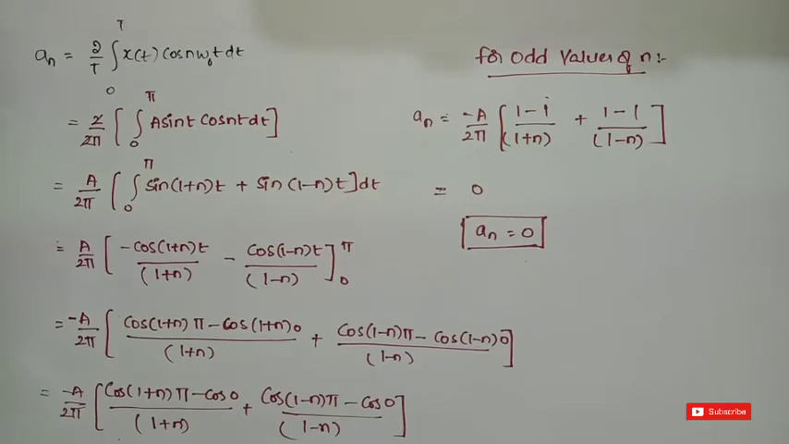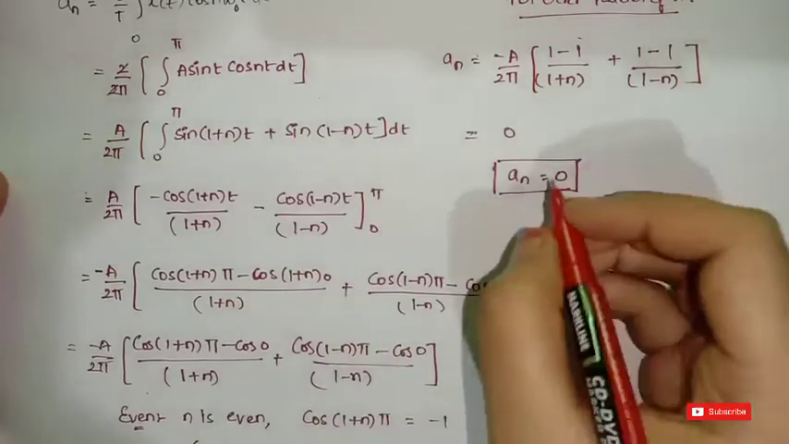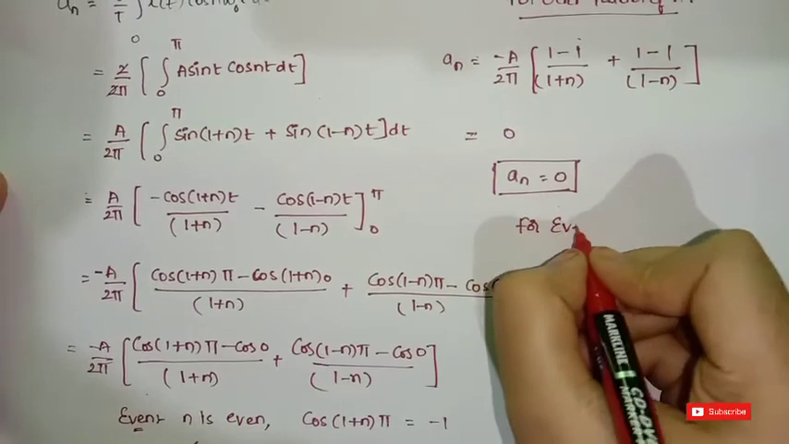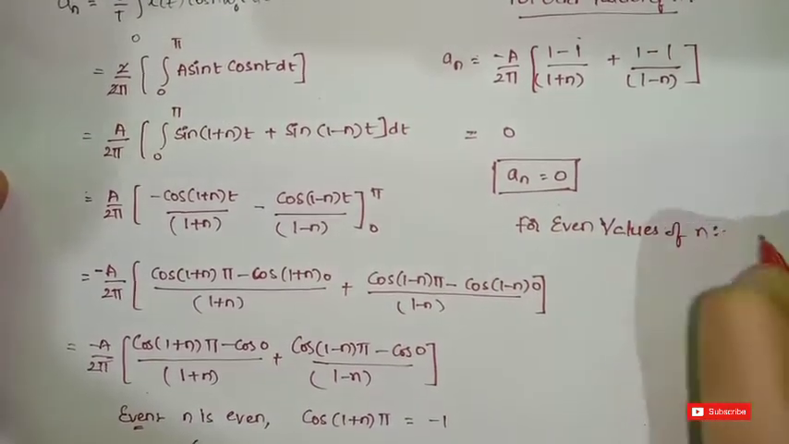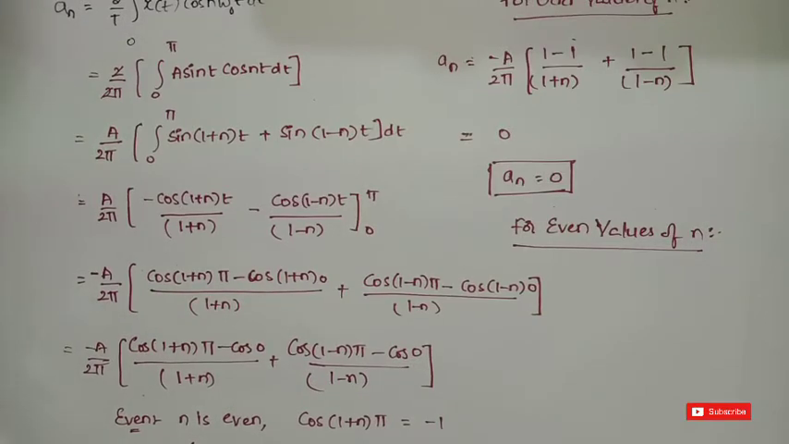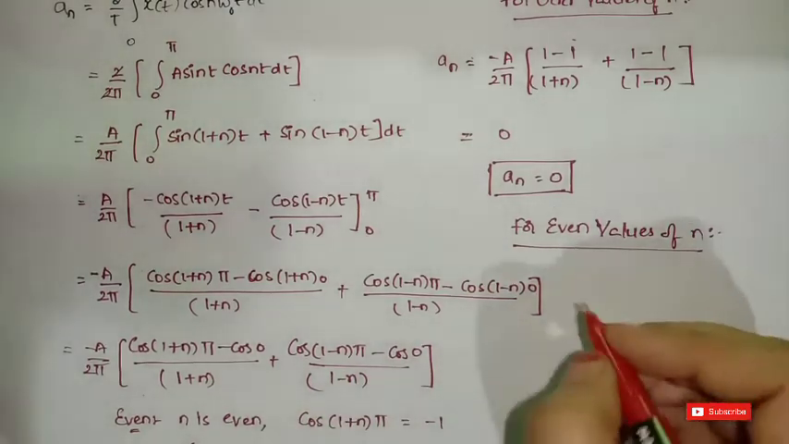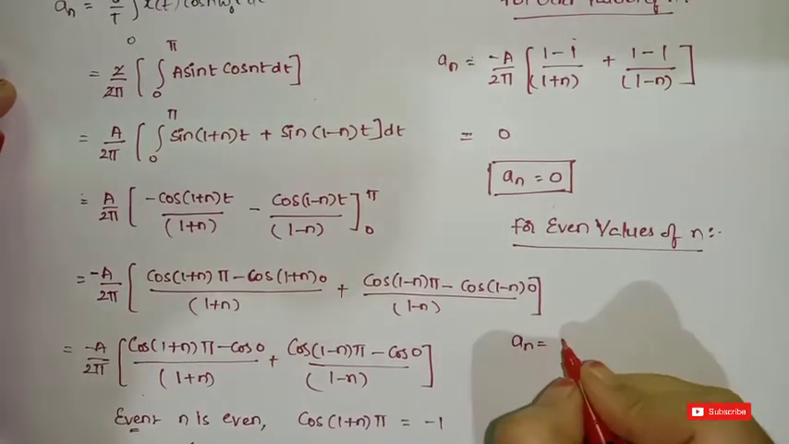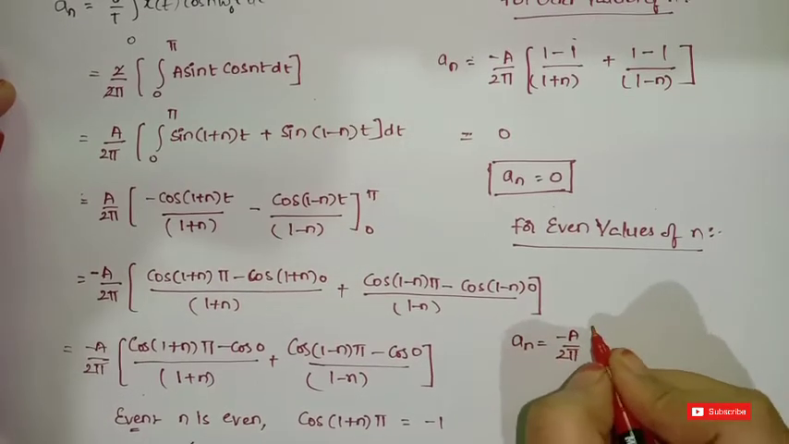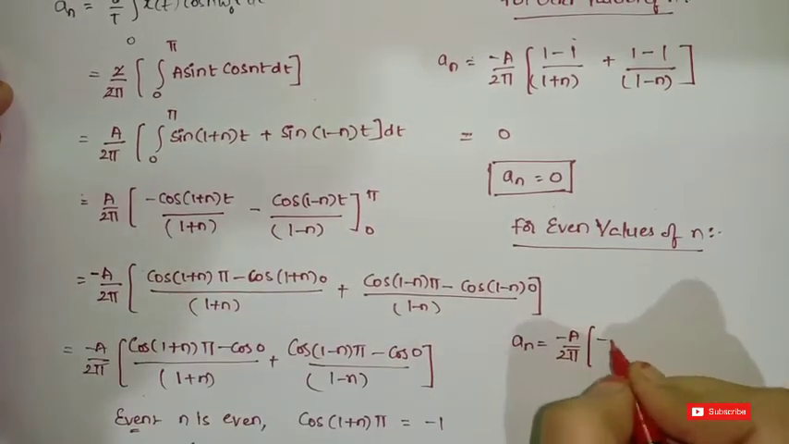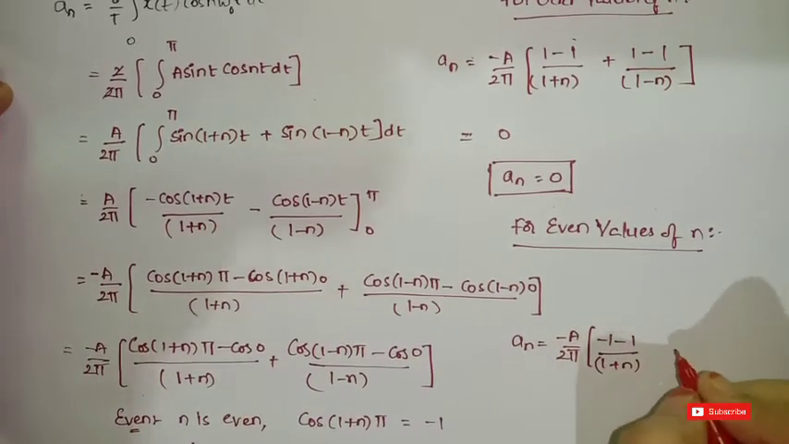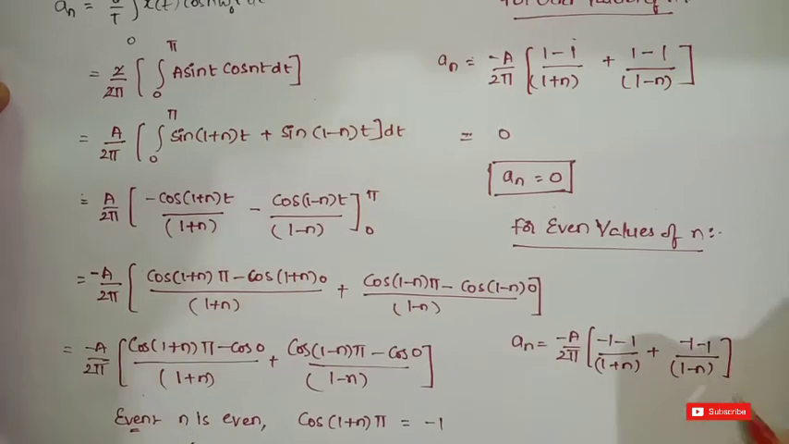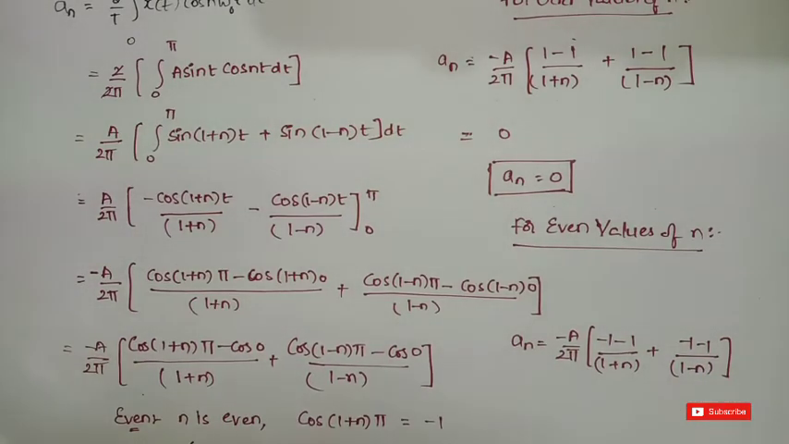Now we have to calculate it for even values of n. Let us calculate this for even values. For even values of n, this value will become minus 1 and this value will also become minus 1. So substitute this. An is equal to minus a by 2 pi into, this is minus 1. So minus 1 minus cos 0, which is also 1, by 1 plus n plus minus 1 minus 1 by 1 minus n.